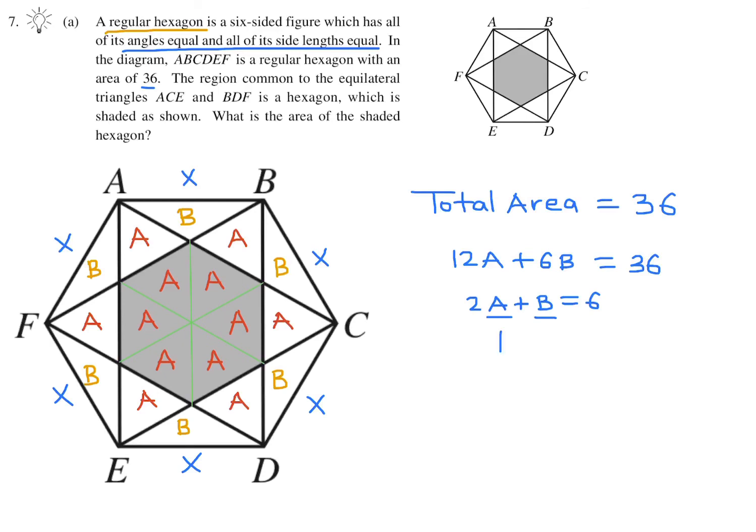And then once I do, I'll plug them back here and solve for x. And then I can figure out the area of the shaded region. What is the area of the shaded region, by the way? It's 6A, right? It's just those A's that I drew. All right, so here we go.